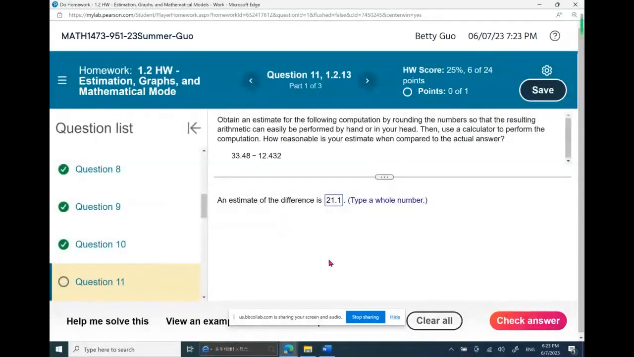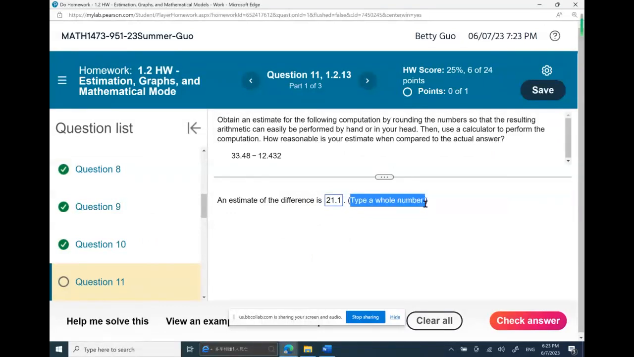Oh, so we want to round it to the integer? Okay, let's do that. So 30, round it down, 33 minus, round it down, 12. And we got a 21. So that's what it means. Oh, my bad. Here we go.